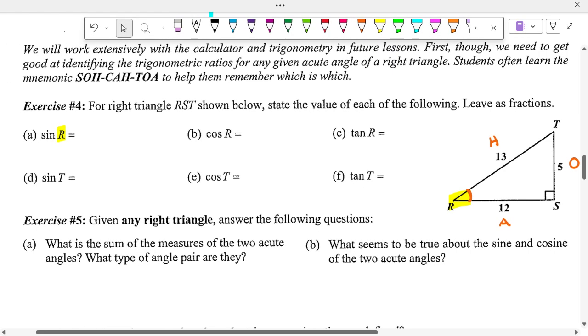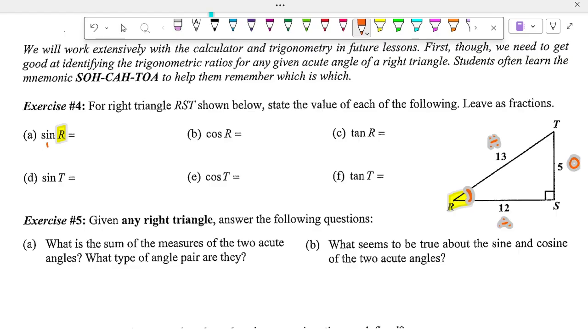Now, how do I find sine? It's what over what? Opposite over hypotenuse. So sine is always opposite over hypotenuse. So what two sides is that? This would be ST over TR. So my ratio would be what? 5 over 13. Good.